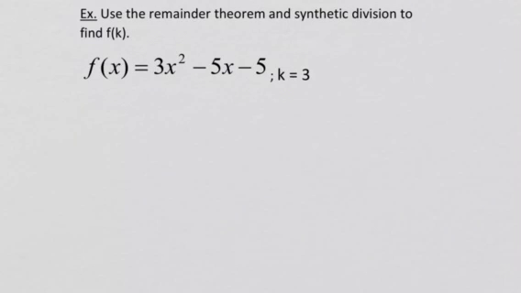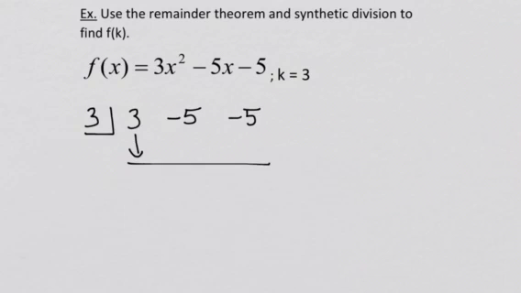This problem asks us to use the remainder theorem in synthetic division to find f of k. So what we'll do is we'll set up synthetic division with k being 3 going in the box here. To the right, we'll use the numbers that are the coefficients of our function that's given. So 3, negative 5, and negative 5.